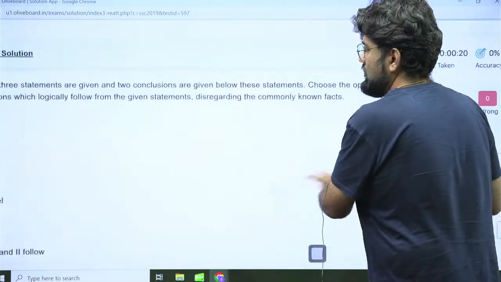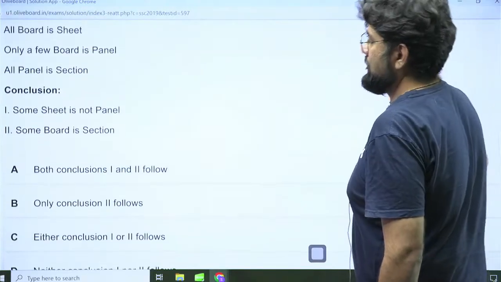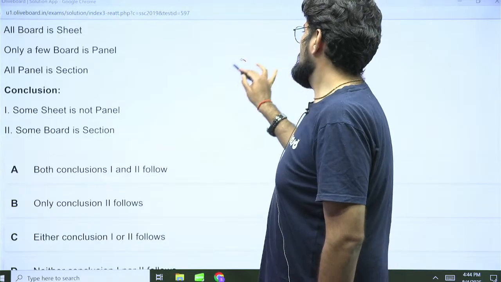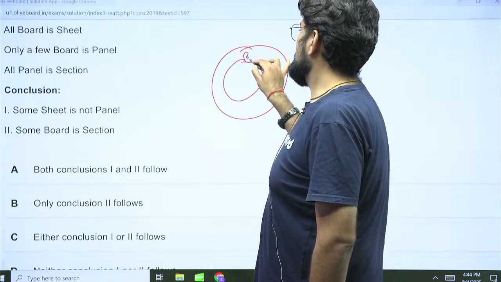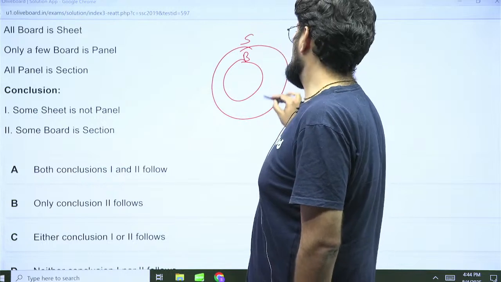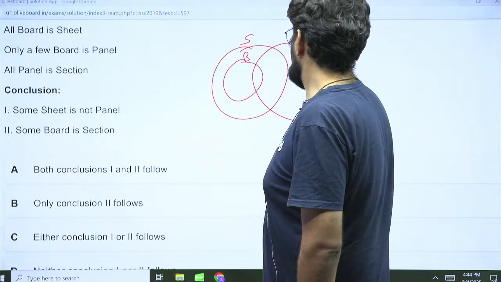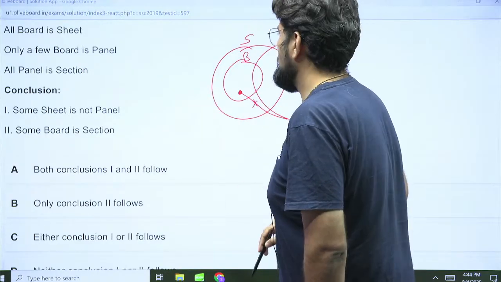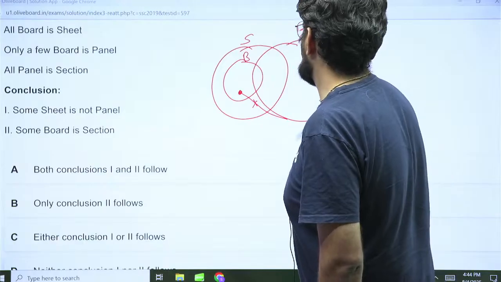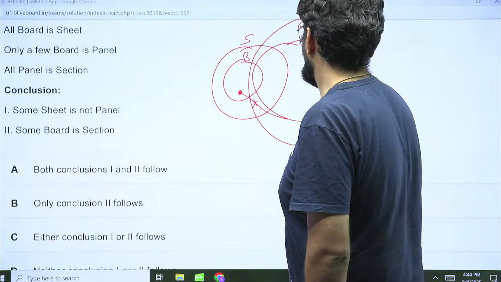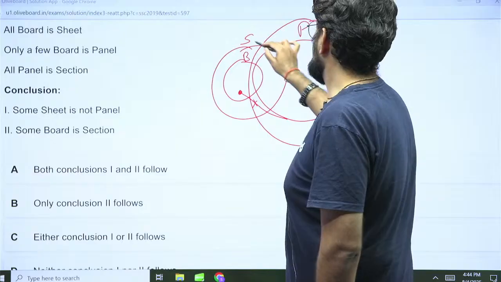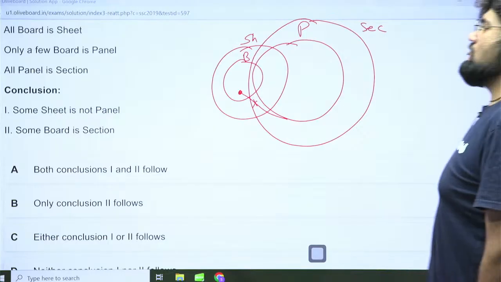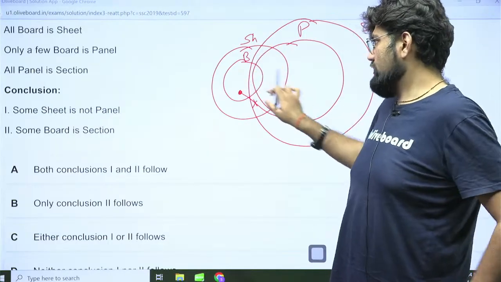23. Syllogism again. All board is sheet. Only a few board is panel. That means some board is panel and some board is not panel. All panel is section. Some sheet is not panel. Yeah, absolutely. If some board is not panel, some part of sheet which is a part of board will also be not panel. So this is true.